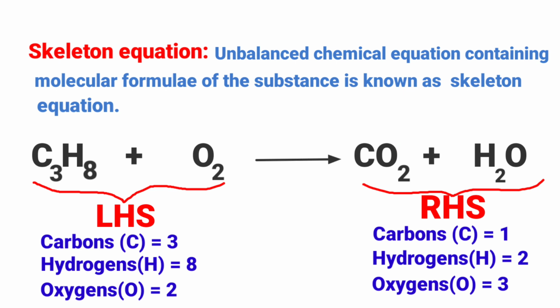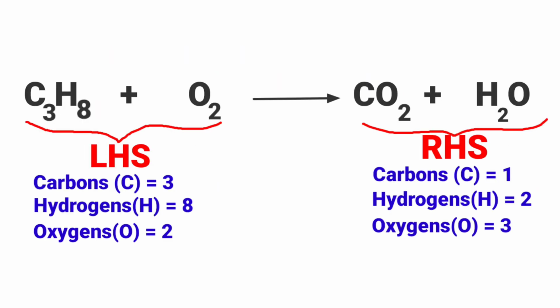Atoms on the LHS side are not equal to atoms on the RHS side when viewed from both sides. So, it is a skeleton equation. In this topic, you will be learning balancing chemical equations. Now check which atoms are present. We have 3 carbon atoms on the left hand side of the chemical equation. If we add a coefficient of 3 to carbon dioxide on the right side, the carbon atoms get balanced.